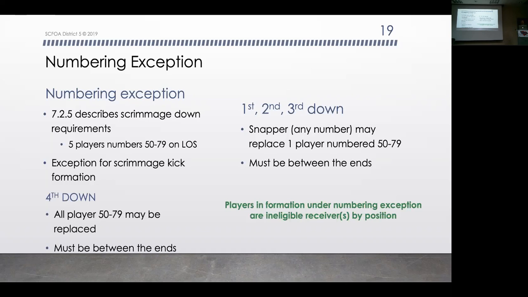Players that are in formation under the numbering exception are ineligible receivers by position. So they may technically have an eligible number. Your long snapper for a punt may be number 30, but he is ineligible by position. And again, this is a foul that's simultaneous with the snap. Thus, it's a live ball foul.